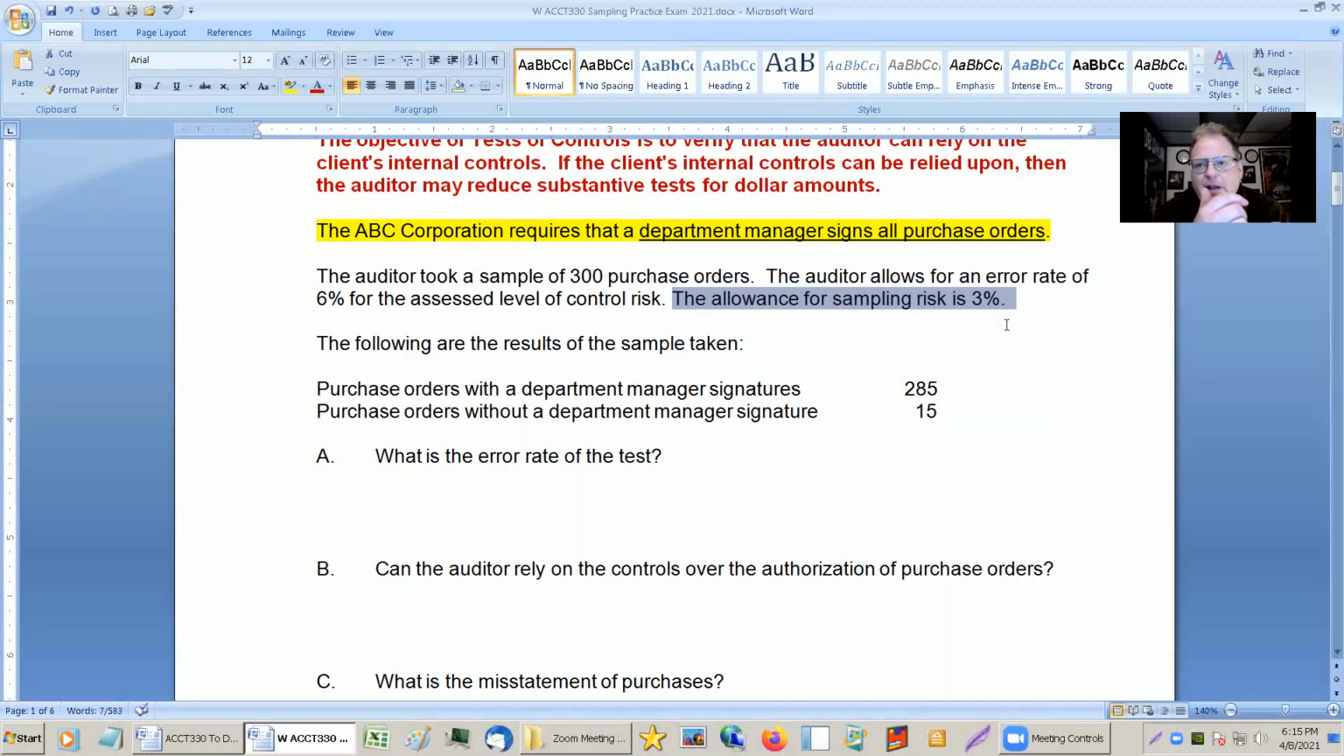There are ways to calculate that. By the way, the way I'm showing you this sampling stuff is the way you'll see it on the CPA exam. I've never seen them ask you to calculate this, or tell you to pull out the tables and figure that out. They usually just give this to you. So whatever error rate you come up with.